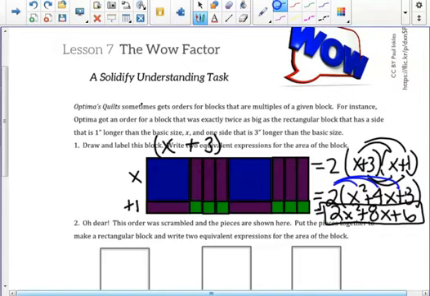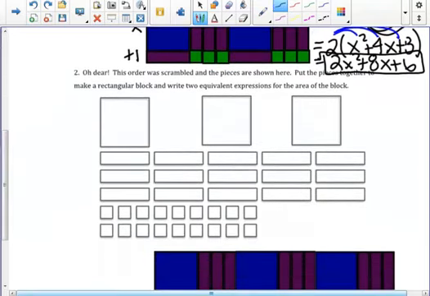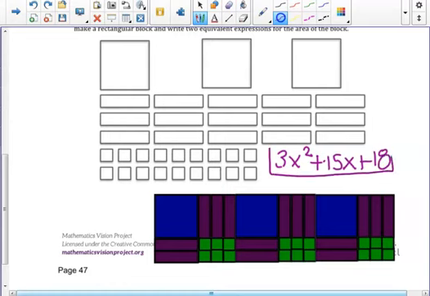We are then asked in number 2 to unscramble the order. This is the order Optima's shop received. So the pieces would provide us with an area. If we look at this order and we just add up all of our x squareds, we have 3 x squareds, we have 15 rectangles, and we have 18 constants. One way to represent this area would be 3x squared plus 15x plus 18.